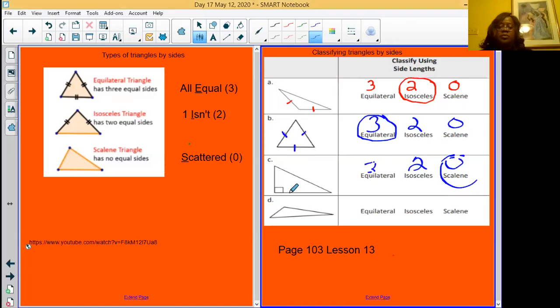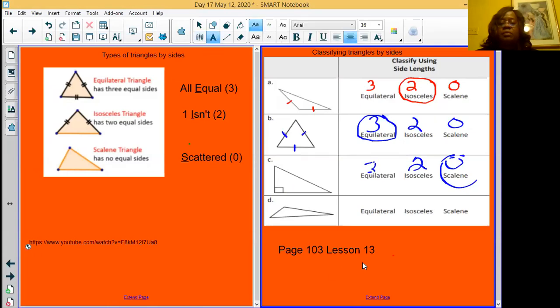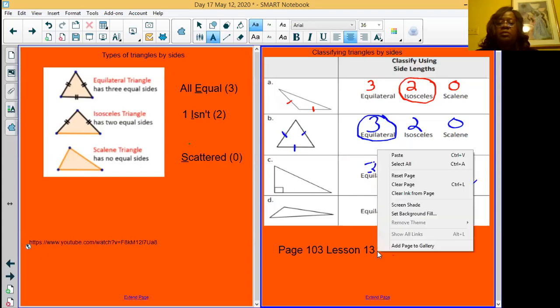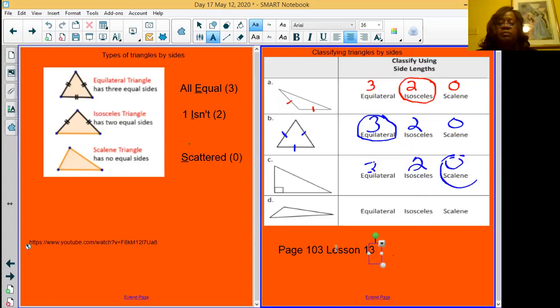Okay, let's go back to page 103. I want you to complete D on your own. Your You-Do is problem D. Once you finish, please go to Kahoot and put your answer in. You'll notice that this is a really short lesson, and your Kahoot is going to be short as well.